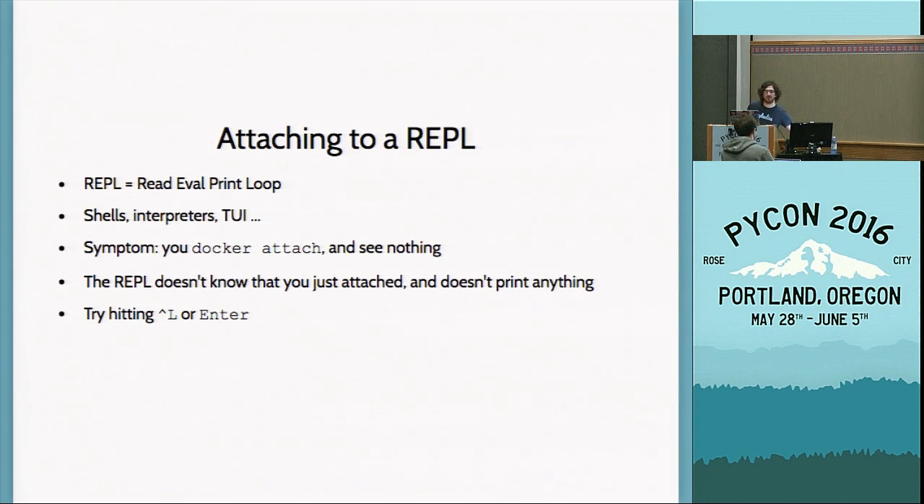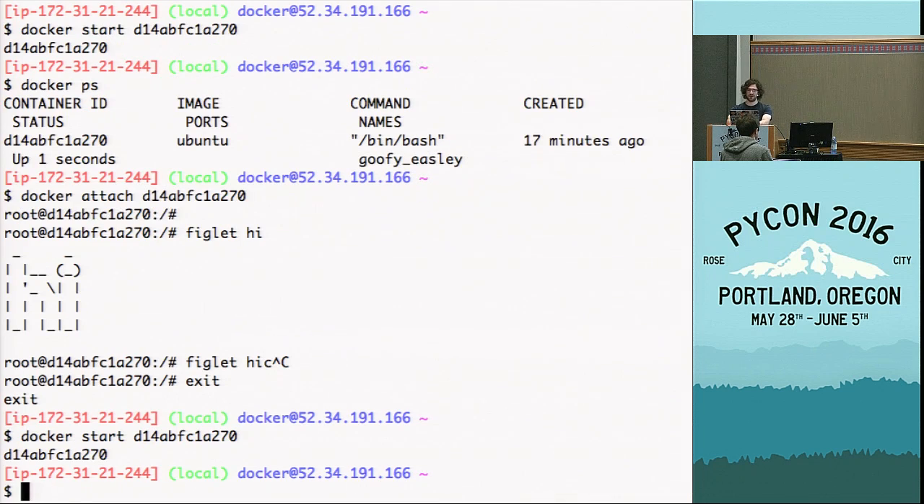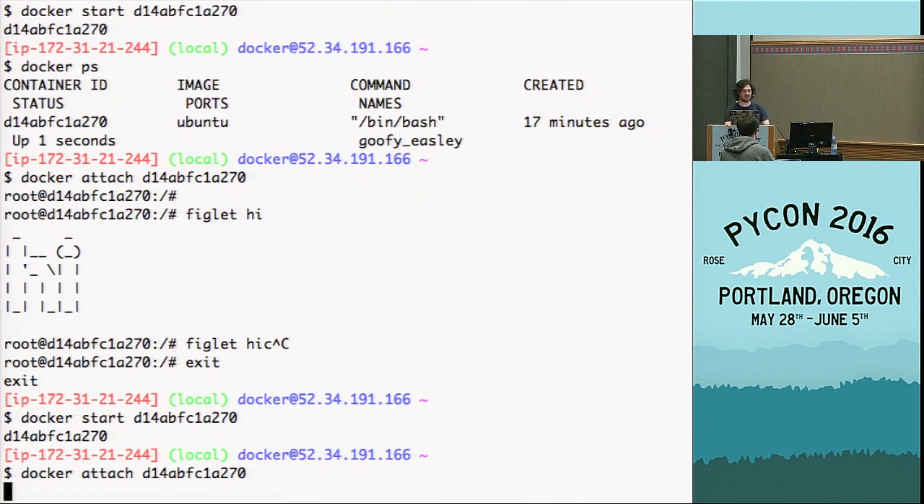When you attach to a container that has a REPL, so read, eval, print loop, including a shell, you will see this kind of weird thing. I'm going to show it again. So I'm going to start the container, then I attach to it. And when you do attach, it's like, hey, it doesn't work. I don't see anything here. It works. The container is running. You're attached to it, and everything works fine. But the container doesn't know that somebody just attached to it, so it doesn't know that it's supposed to display the shell prompt. If you want to see the shell prompt, you should hit Enter or Control-L, or you can just type a command and that will work.